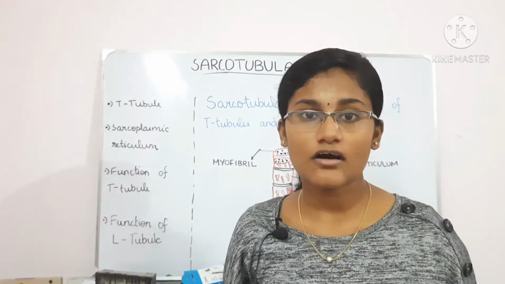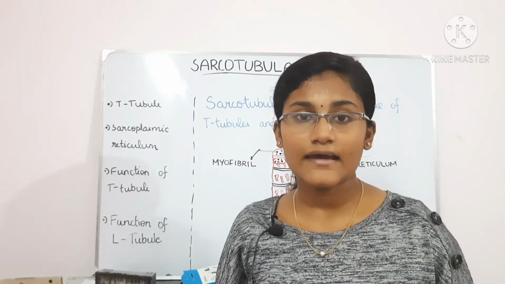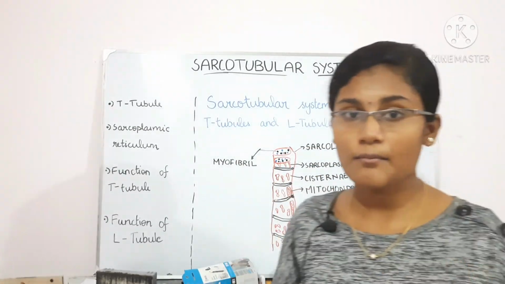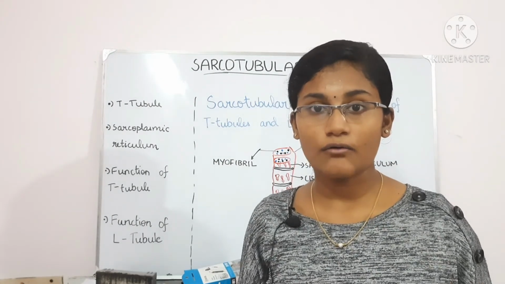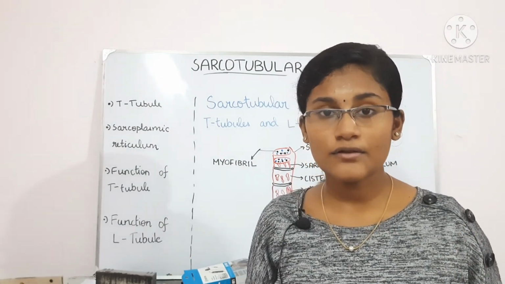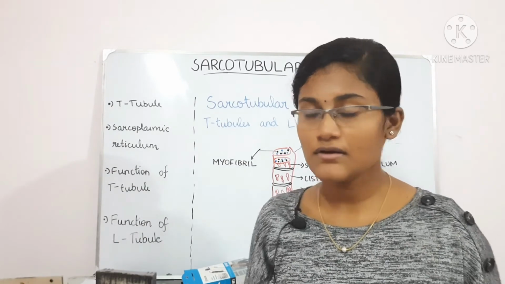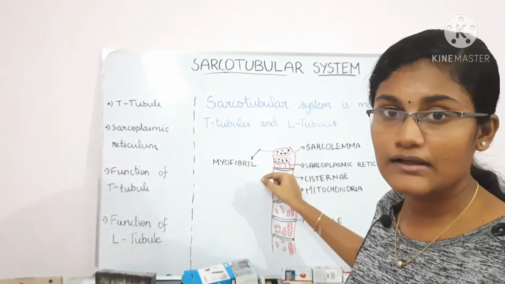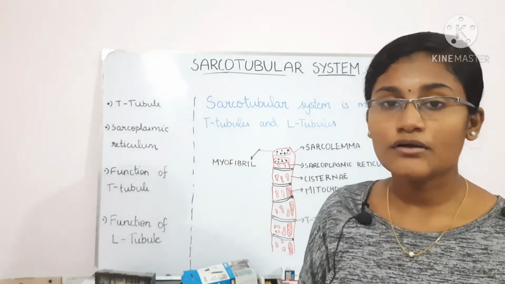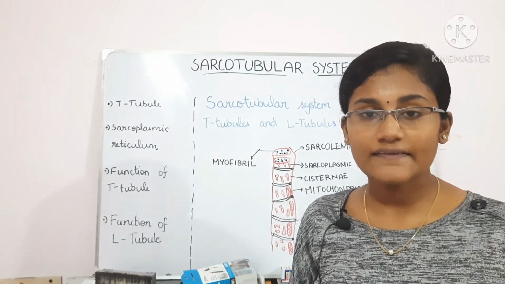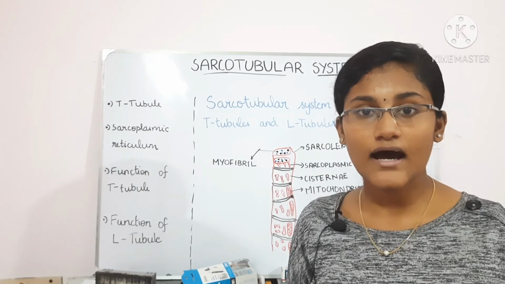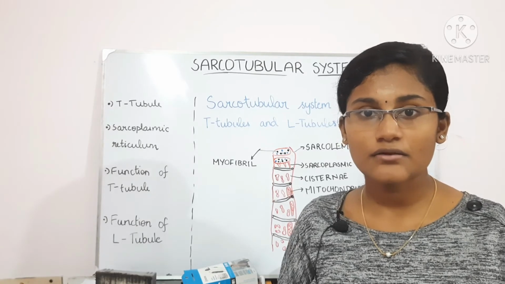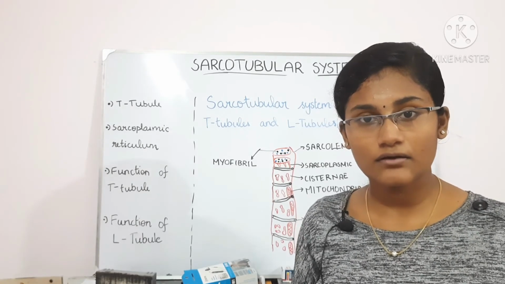Now let's talk about the function of the L tubule. The L tubule, especially the cisternae, has a large amount of stored calcium. You can note that down too. So L tubules have a large amount of stored calcium, and the action potential which travels through the T tubules stimulates the L tubule to release the calcium ions. These calcium ions enter the sarcoplasm of the muscle fiber and cause contraction. So the calcium ions are the ones that cause contraction.